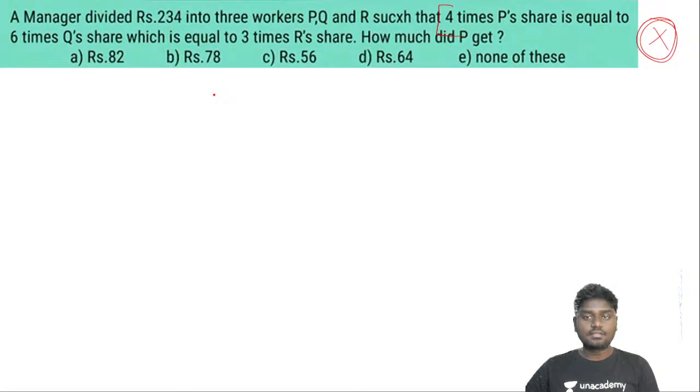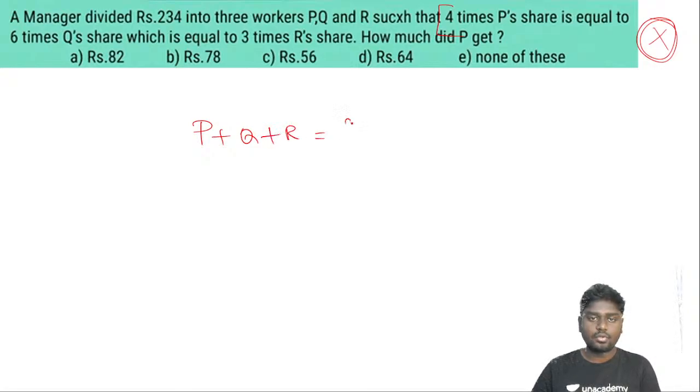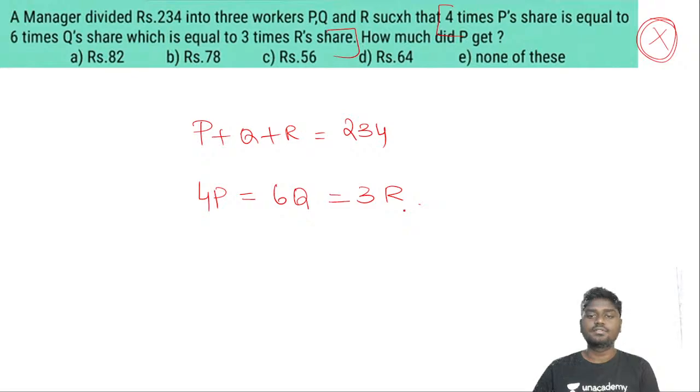What's going to be the right answer? Any options you got? So let me do this now. Listen very carefully. I know the fact that the shares of P plus Q plus R will give me a total amount of rupees 234. And I also know, just by looking at this statement, that 4 times P's share is equal to 6 times Q's share, which is equal to 3 times R's share. Very simple as that.